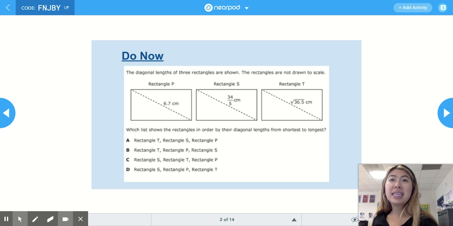Hi, welcome to today's math lesson on representing linear proportional situations with tables and equations. Starting with our do now, we have the diagonal lengths of three rectangles shown. The rectangles are not drawn to scale.